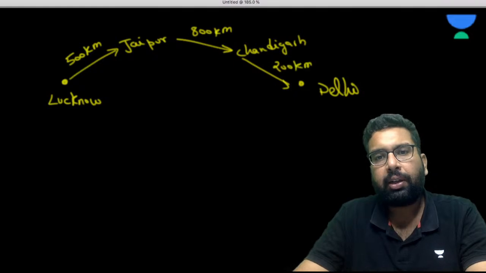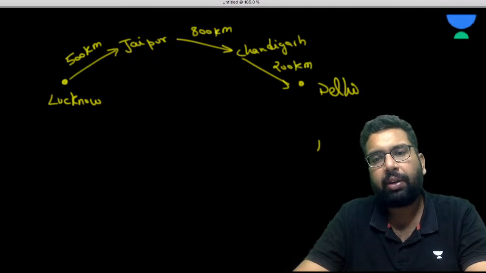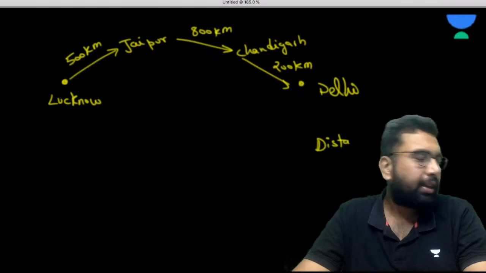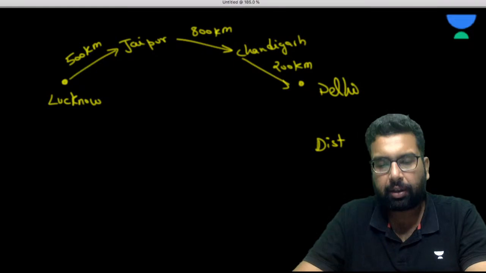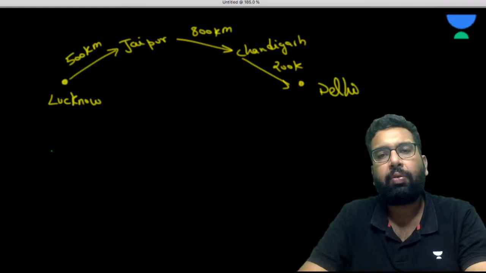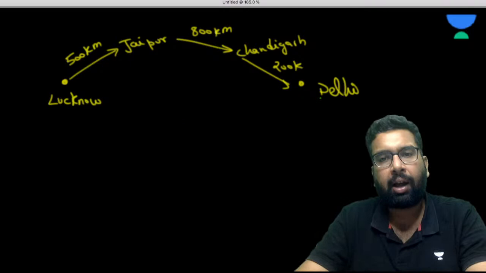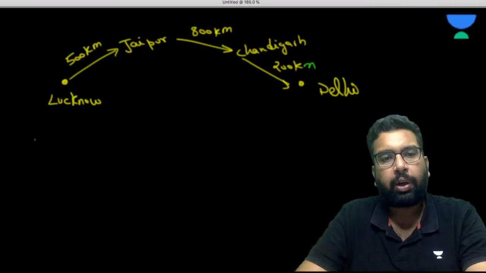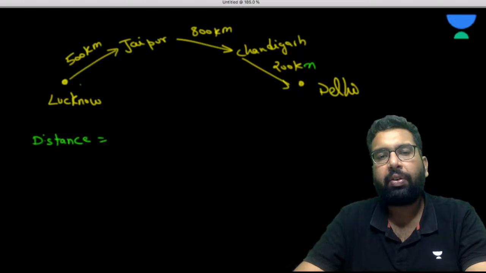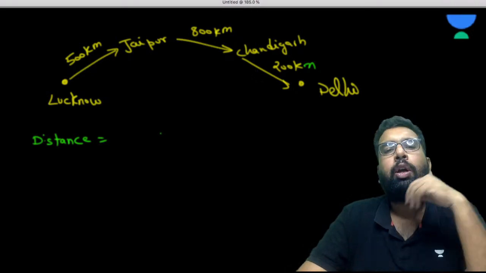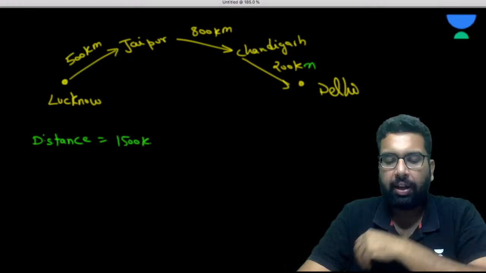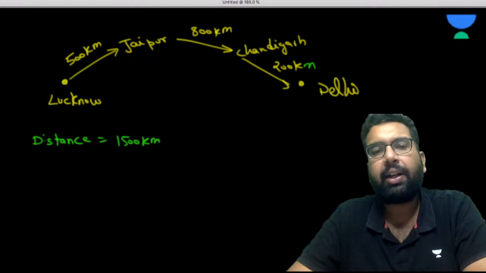So basically, what is the distance you have covered? Distance is the actual travel that you have done from one point to the other point. In this case, 500 firstly we went, then 800, then 200 lastly. So it is going to be equal to 1500 kilometers. We have traveled 1500 kilometers.